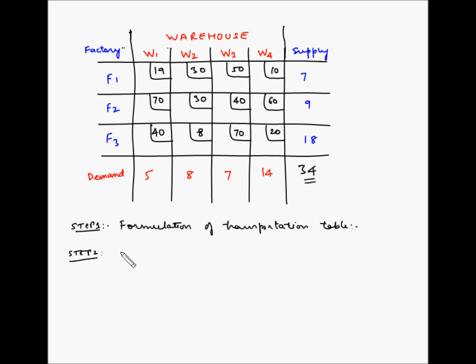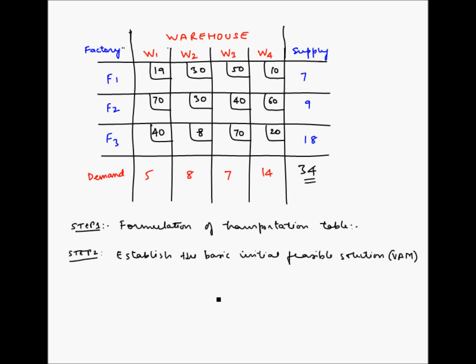which is to establish the basic initial feasible solution, and in our case we are using the Vogel's approximation method. So the Vogel's approximation method makes allocations first to the cell with the highest opportunity cost or penalty cost.